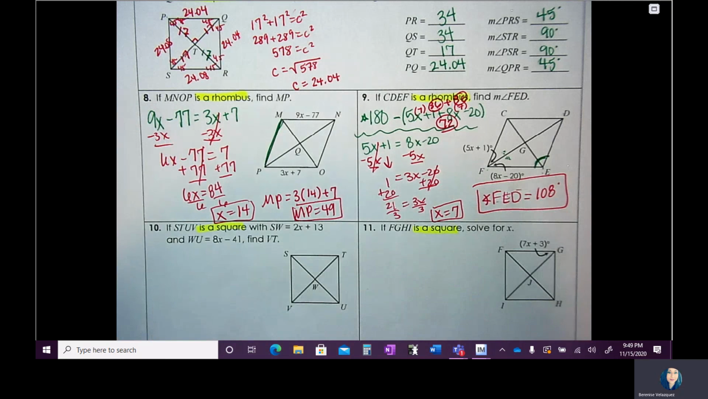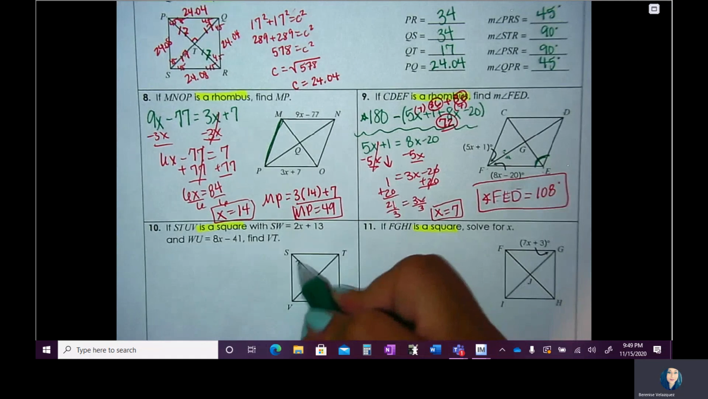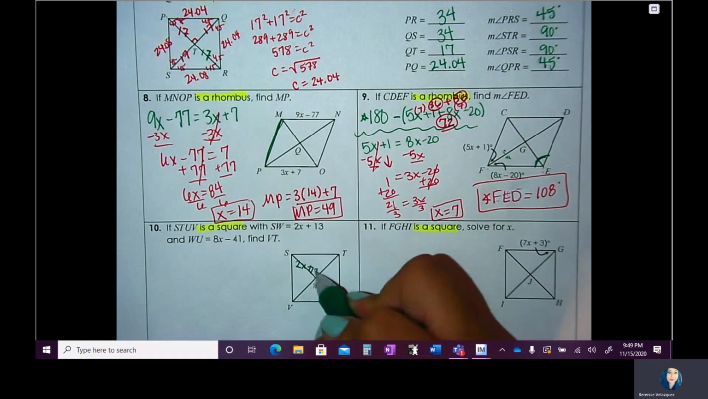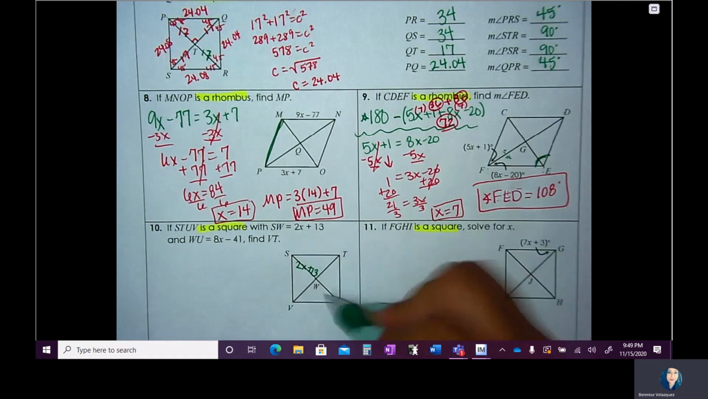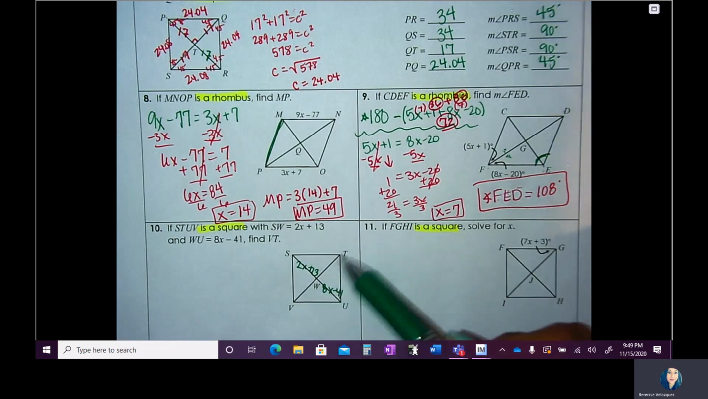Okay, so we'll move on to the next one. So it's a square, and this is what they've given us. SW, right here on the inside, is 2x plus 13. WU, the other side, is 8x minus 41. Find VT, which is the diagonal.